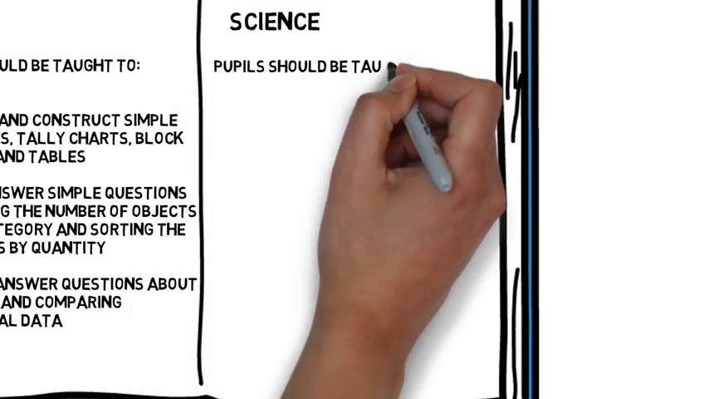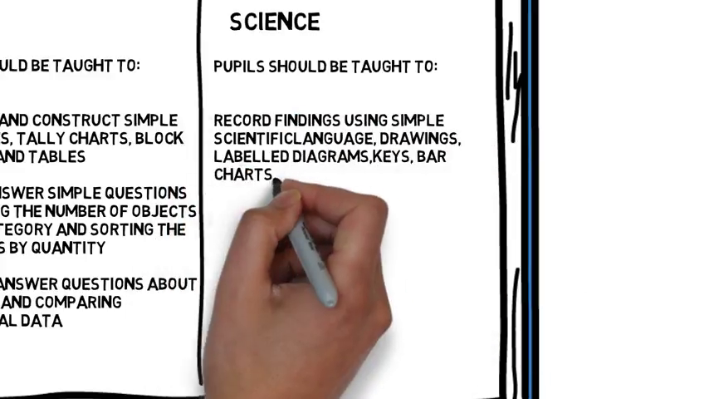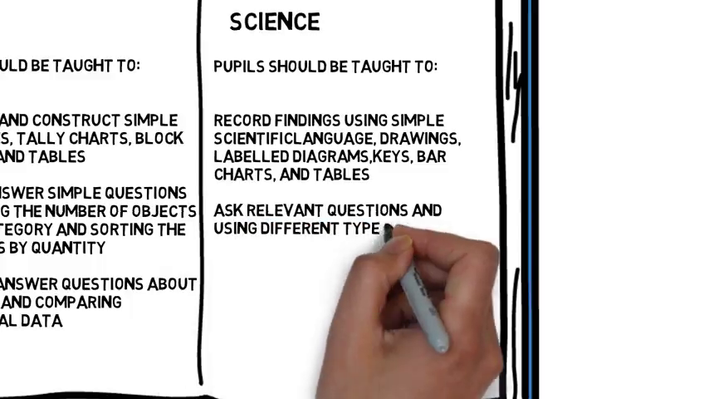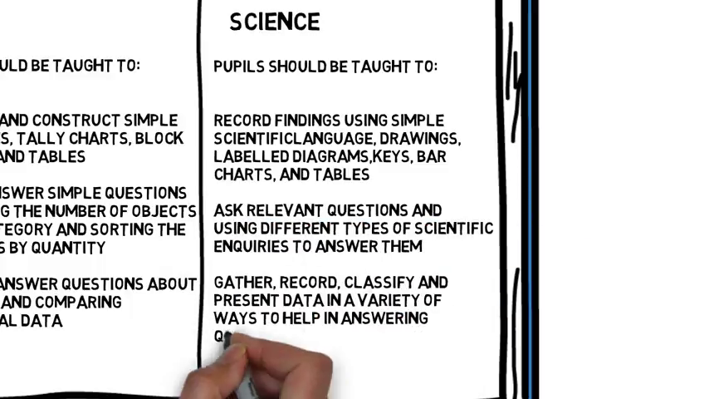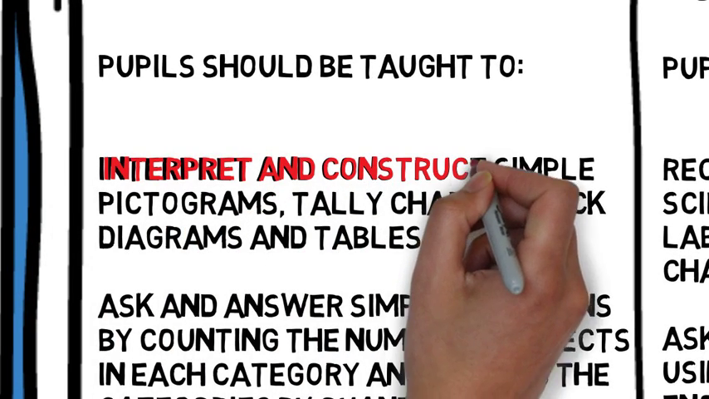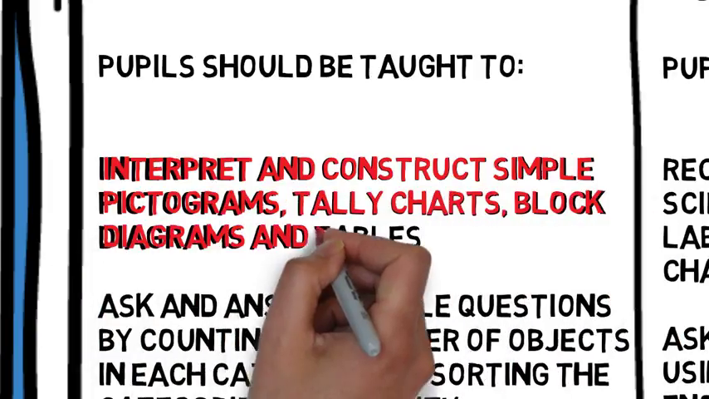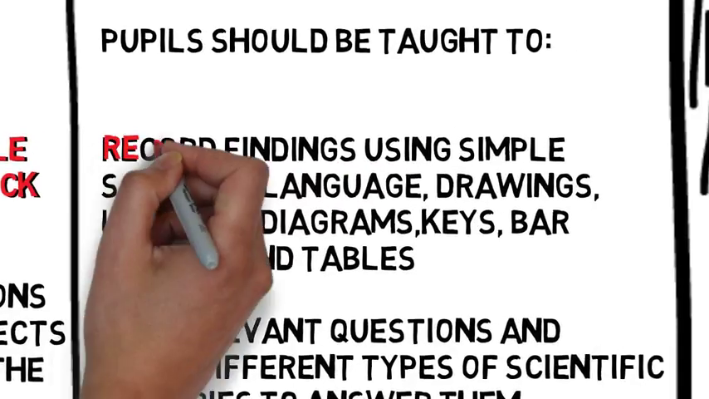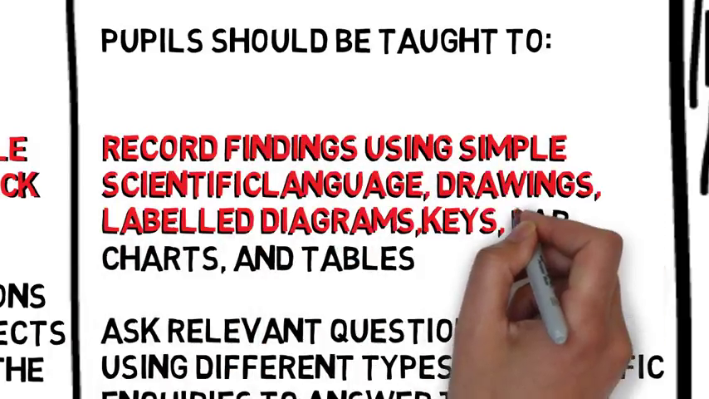Science is very similar, as it shows record findings using simple scientific language, drawings, labelled diagrams, keys, bar charts, and tables, ask relevant questions and use different types of scientific inquiry to answer them, and gather, record, classify, and present data in a variety of ways to help answer them. Here you can see the clear links made between both subjects, for example, the link between recording data in charts and various types of tables.